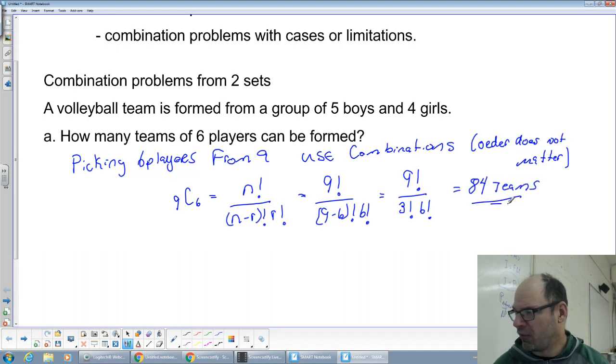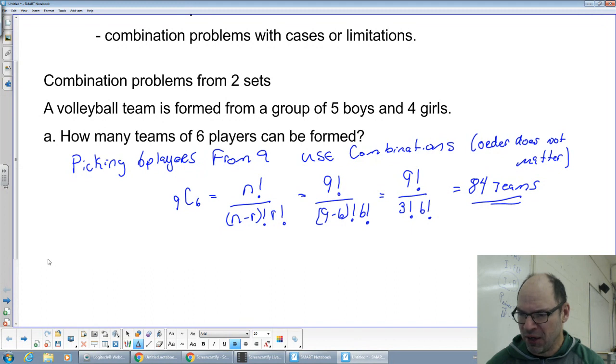That's the total number of ways we can field a team of 6 players from the 9, with no limitations at all. How about if we add some limitations? Like what we were doing yesterday, let's throw in some limitations based on whether you have a boy or a girl, and then some limitations based on cases as well.